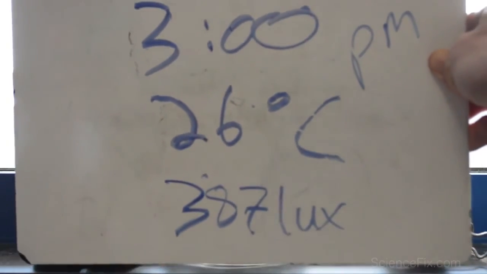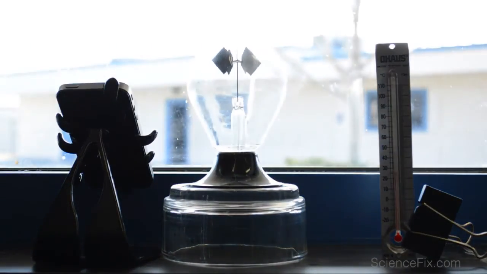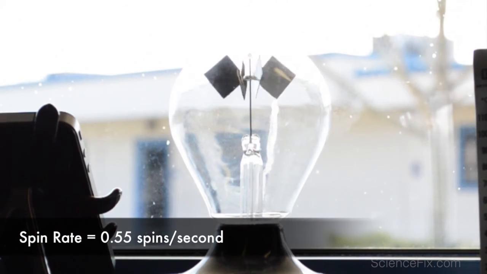Now the time is 3 p.m. The temperature is 26 degrees Celsius, and the amount of light is 387 lux. The spinning rate is 0.55 spins per second, so it has decreased a little bit during that time.